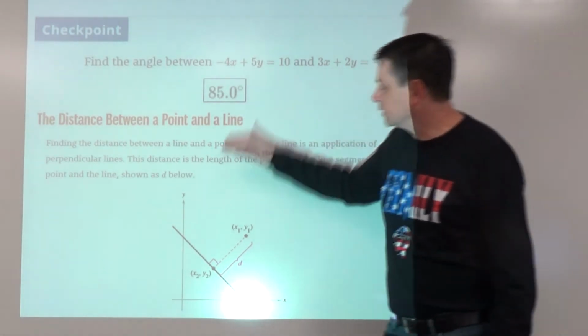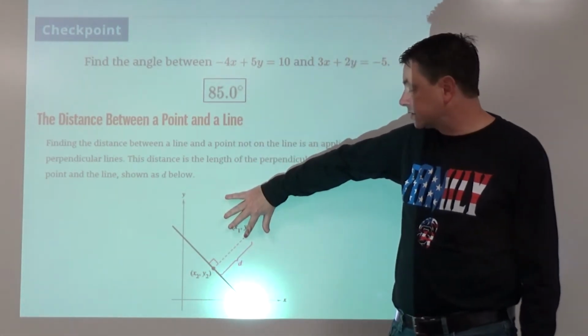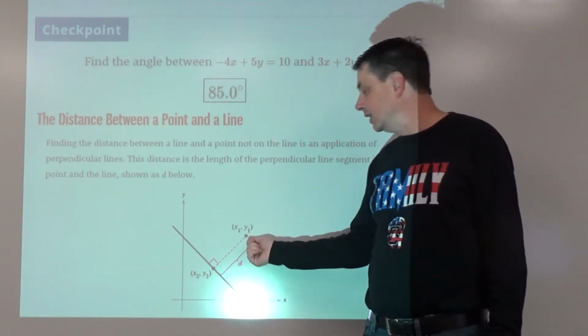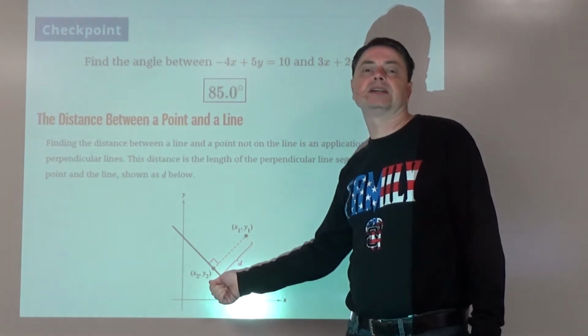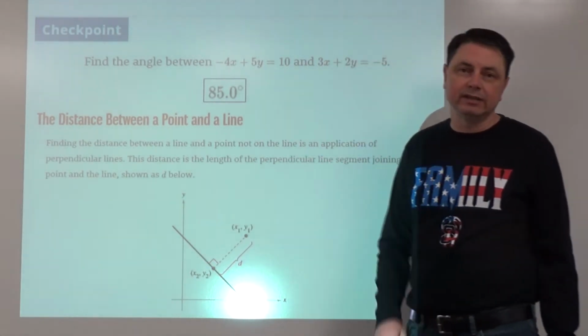All right, the distance between a point and a line. So if we have a line and a point somewhere else, right here, then the distance between the line and the point has to be measured perpendicularly. Shortest distance, that's defined to be the distance.